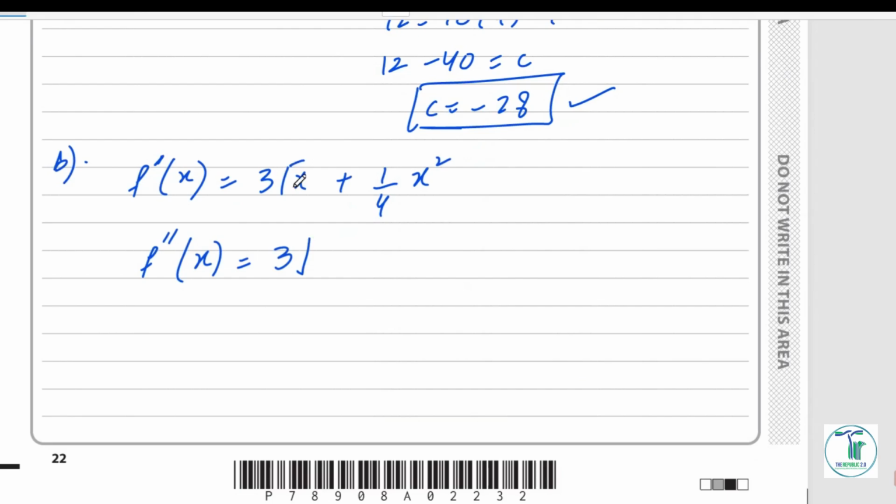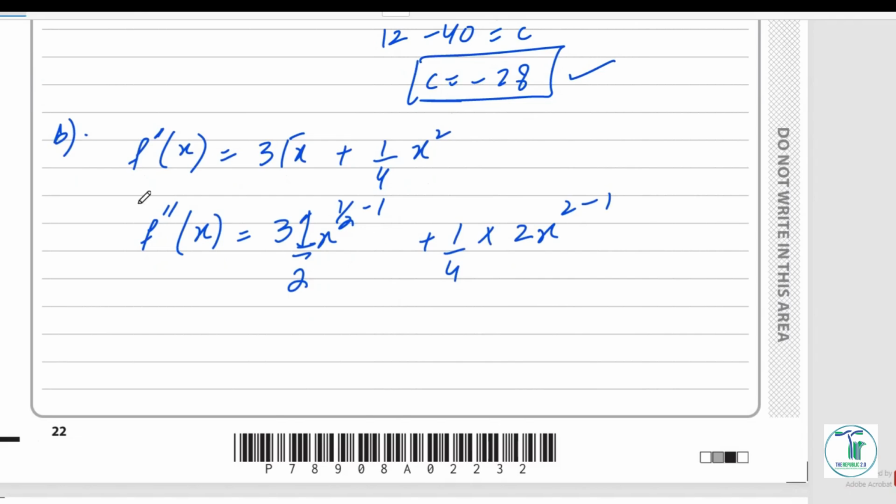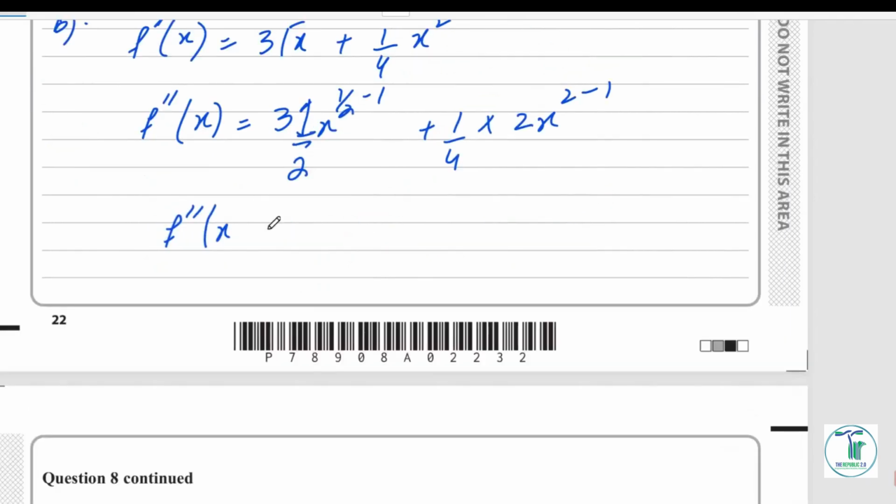So f dash x is equal to 3 root of x. What is going to be the differentiation of root of x? It must be 1 by 2, x to the power of 1 by 2 minus 1. Similarly, what is going to be the differentiation of 1 by 4 x square? 1 by 4 as it is, power behind x, and then 2 minus 1. So you will have the final answer, f double dash x is equal to 3 by 2 x to the power of negative 1 by 2. 2 cancels out by this thing, and you must be having 1 by 2 x.